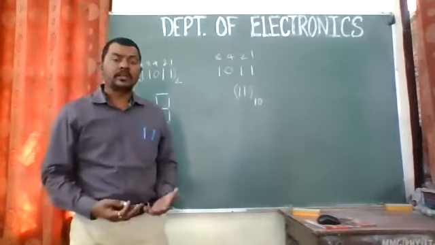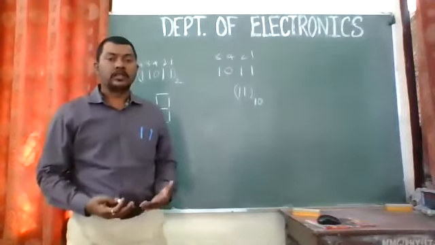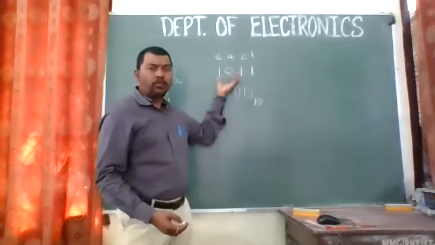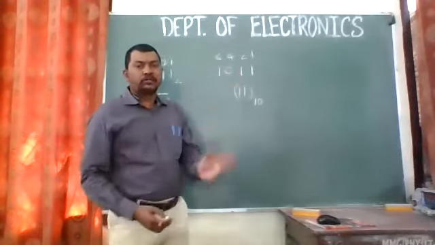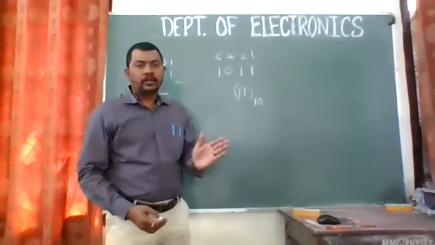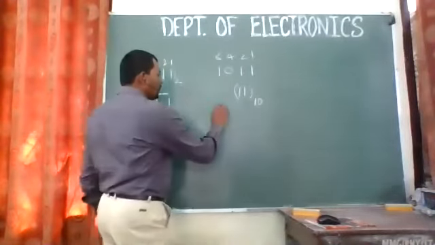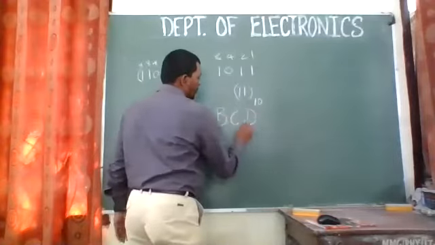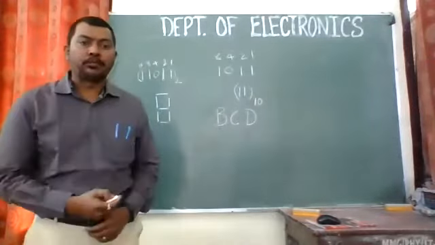But still it is greater than 10, it is greater than 9. So what we do is we convert this particular 4 bits up to decimal only, right? So we call it as BCD, binary coded decimal.